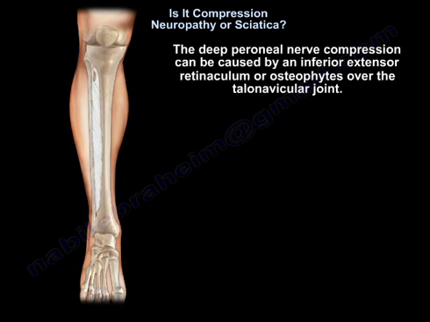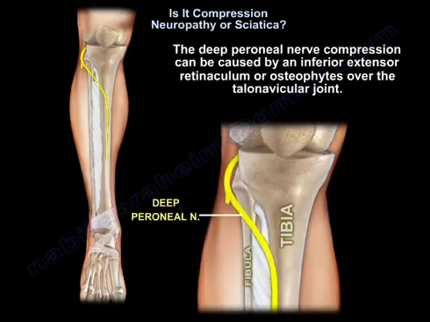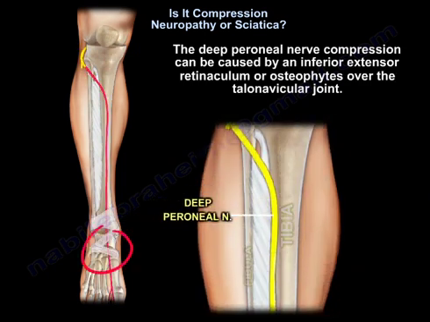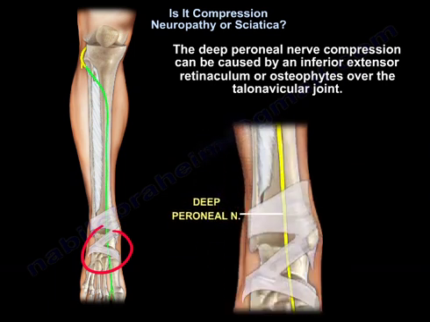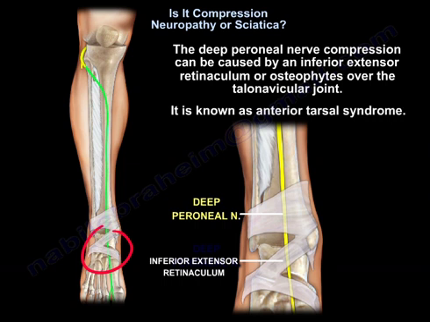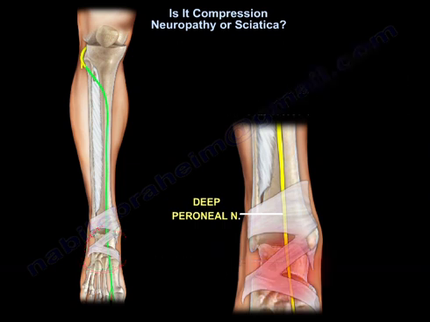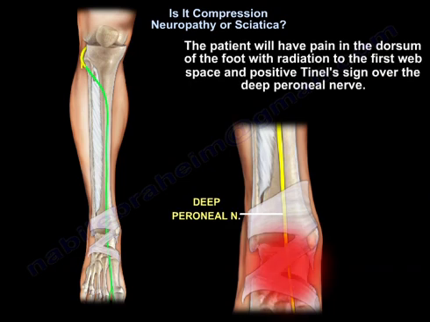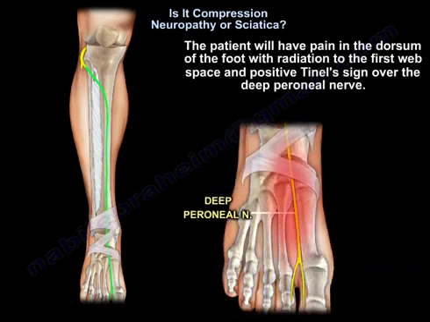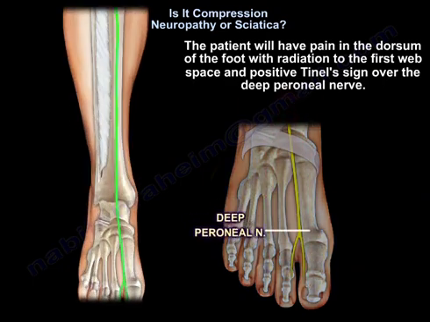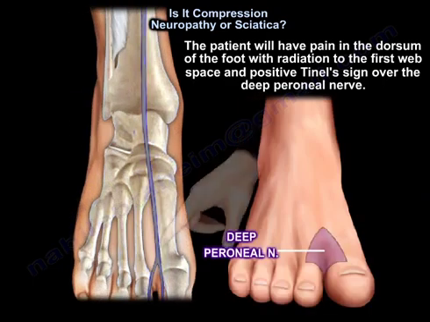Deep peroneal nerve compression can be caused by an inferior extensor retinaculum or osteophytes over the talonavicular joint. It's known as anterior tarsal syndrome. The patient will have pain in the dorsum of the foot with radiation to the first web space and a positive Tinel sign over the deep peroneal nerve.